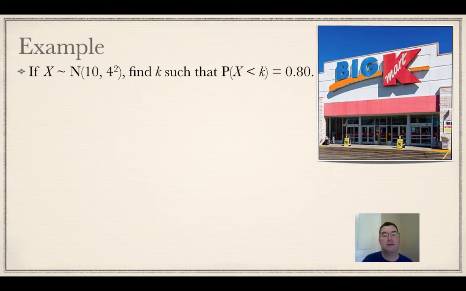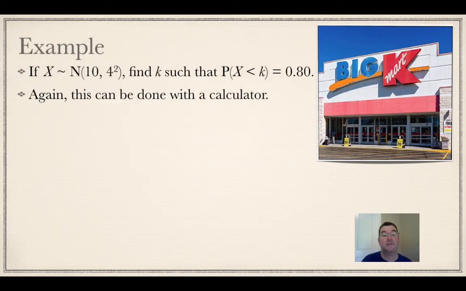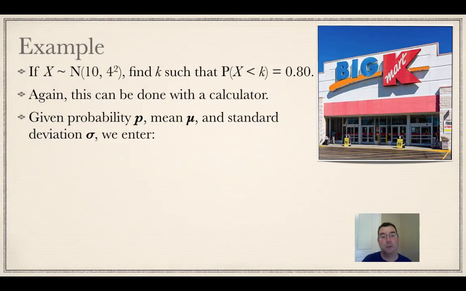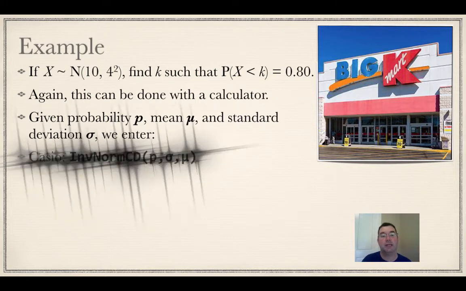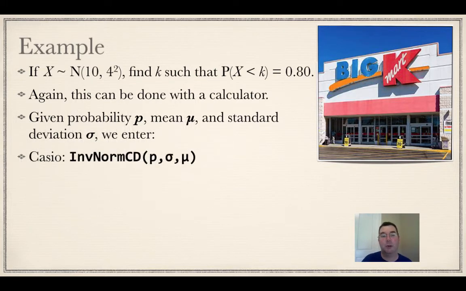So now I need to figure out, instead of finding the probability that x is less than a certain number, I have the percentage. I have that it's 80%. Well, I need to know 80% of the data is below which number. So just like there was a function for finding those probabilities, there's a function for finding those numbers as well. And since we're doing the inverse of what we did before, if we have a probability and a mean and a standard deviation, we use the function inverse norm, or inv norm CD.